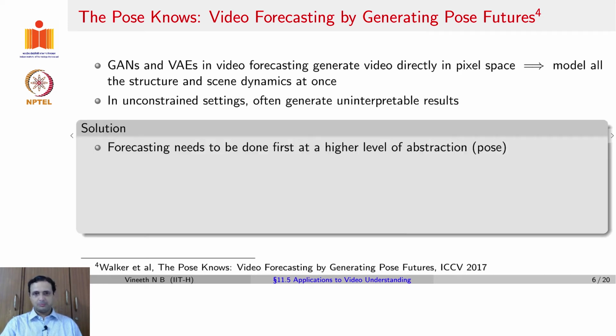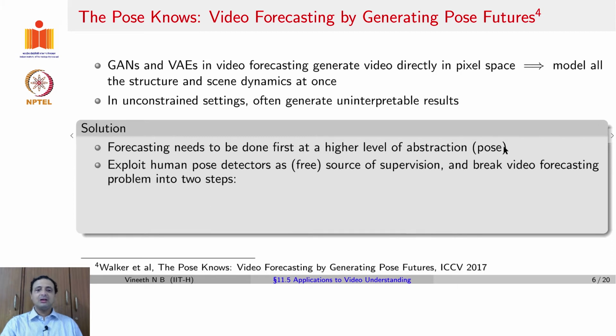To avoid this problem, this method proposes that one needs to forecast first at a higher abstraction and then build the video based on that high level abstraction. What is that high level abstraction in this method? This method uses human pose as a high level abstraction, and it exploits human pose detectors as a free source of supervision, and thus breaks the video forecasting problem into two steps.